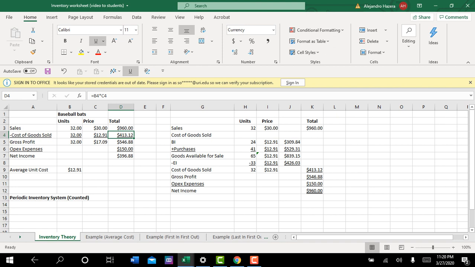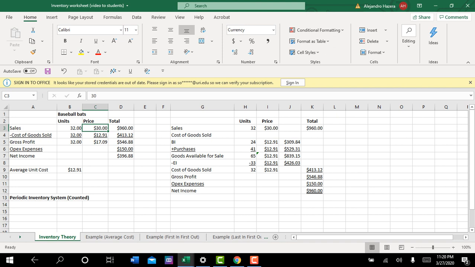Okay, now I like this income statement. I'm patting myself on the back here a little bit, but I like this income statement because it shows you how much this company is making per baseball bat. So it sold 32 bats, and this is the same 32 bats we're talking about. And what we're saying here is that if you take this $30 less the $12.91, the gross profit per bat is $17.09.